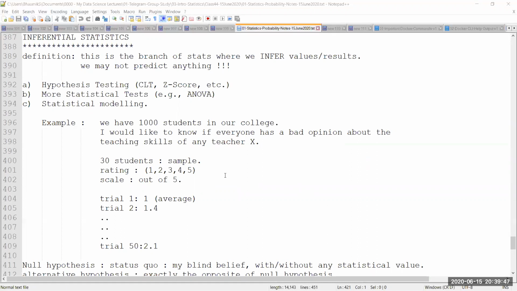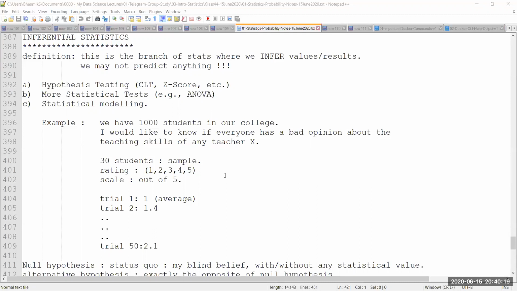That's otherwise known as a null hypothesis or a status quo, which is kind of a blind belief as well, where in the majority of cases we may not really have any data or any statistical value for my understanding of the situation, but still I have some kind of understanding based on some kind of intuition. And then there is an alternate of the null hypothesis, known as the alternative hypothesis, which is exactly, mathematically, the opposite of the null hypothesis.